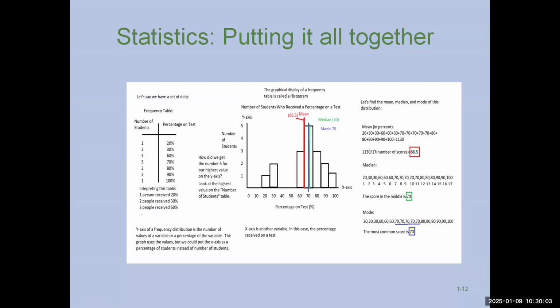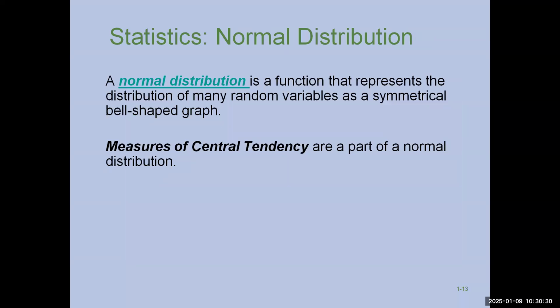Similarly, we go for the median or middle value, and we go for the mode values. This is what we call descriptive statistics, which establishes the relationship between data within a data set. The most important thing in descriptive statistics is to establish the mean. This helps us make the graphical representation of what we call a normal distribution, a function that represents the distribution of many random variables as a symmetrical bell-shaped graph.